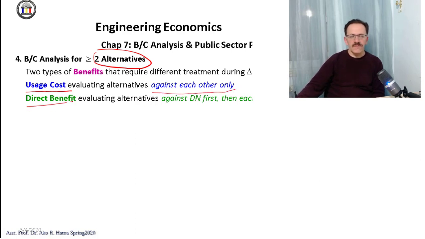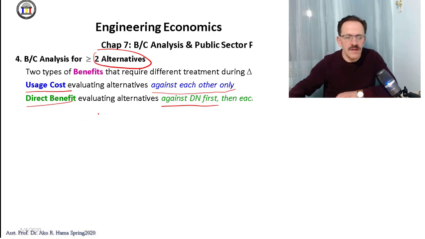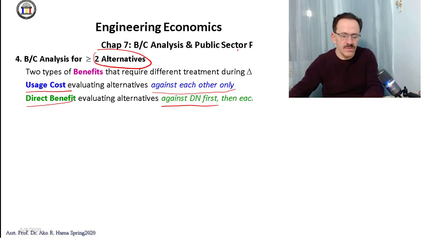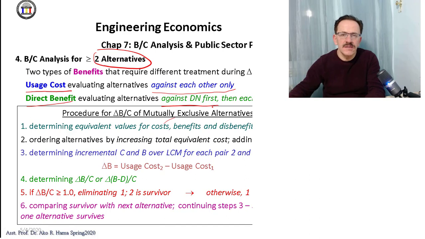But if we have direct benefit alternatives, it means that we have alternatives that give you benefits. So in this case you have more than one alternative giving you benefits, and you have to include do nothing first of all, and then include it with the other two alternatives, and then decide how to do that. And here's, as I said, the procedure.